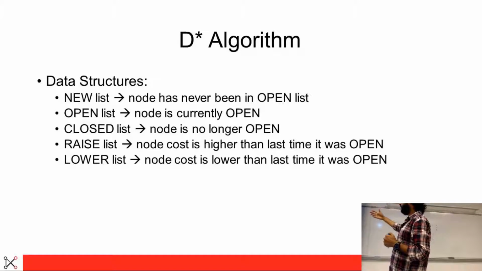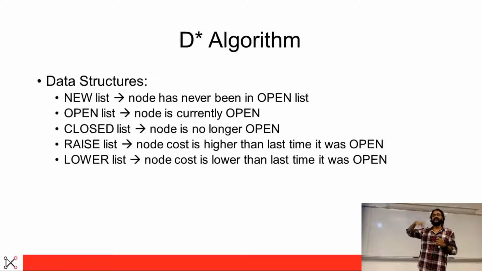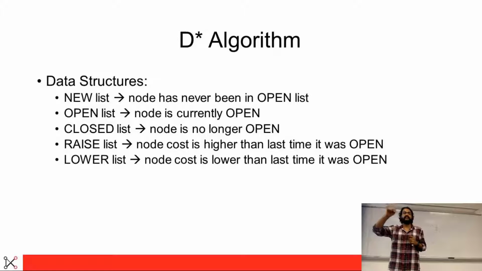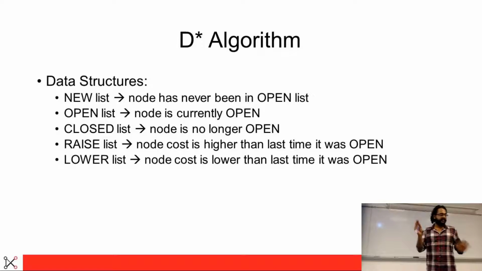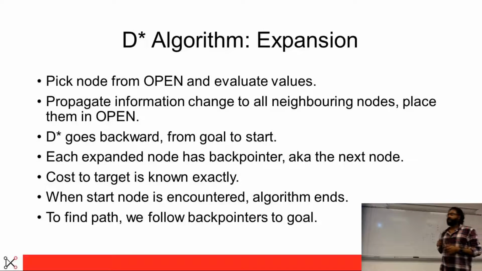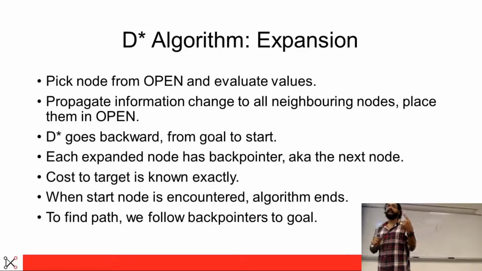You have a raise flag: if the edge cost for a node is higher than previously, then you mark it with a raise flag, which means that the cost has gone up, and the opposite with lower, which means that the cost has gone down. These are the basic data structures. The algorithm consists of two parts. One of them is expansion and one of them is obstacle avoiding.